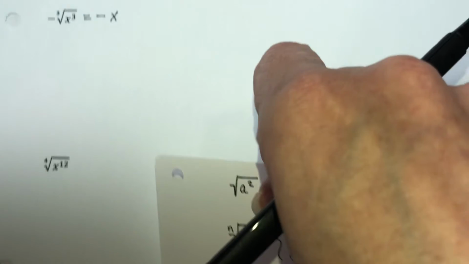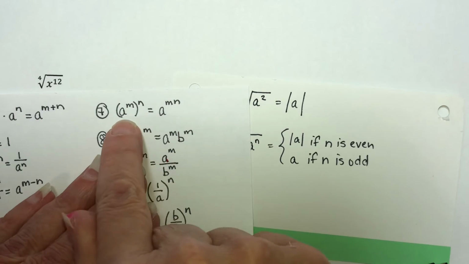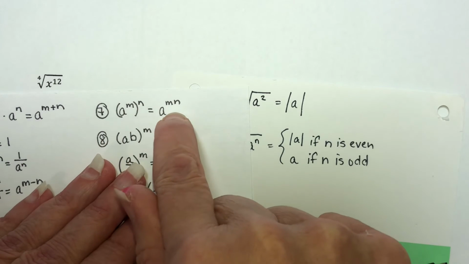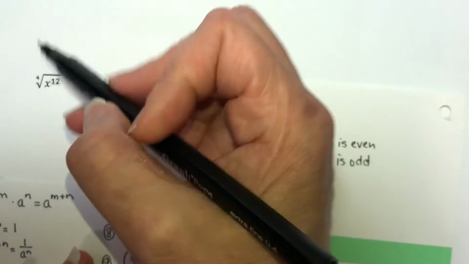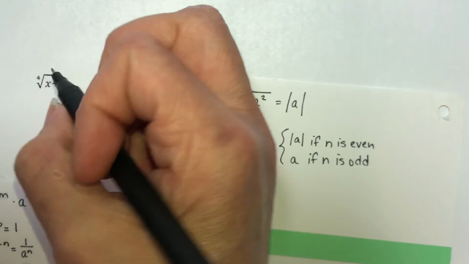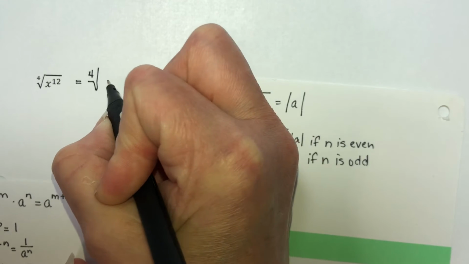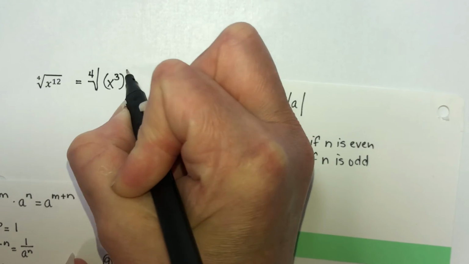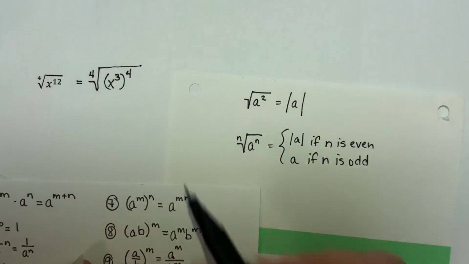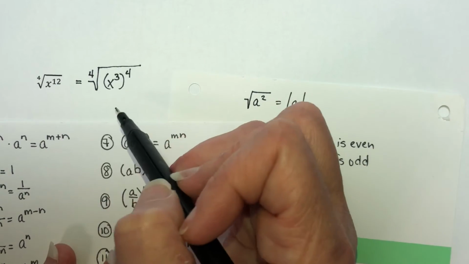Okay, so let's look at the fourth root of x to the 12th power. Now there's a property from chapter 5 that we need to remember, and that is a power raised to a power, you multiply those together. Okay, I can rewrite x to the 12th as something to the 4th power because 12 is divisible by 4. I can rewrite this as the 4th root of x cubed to the 4th power. This property says a power raised to a power, you can multiply them together, and that does give me 12, so these are the same value.